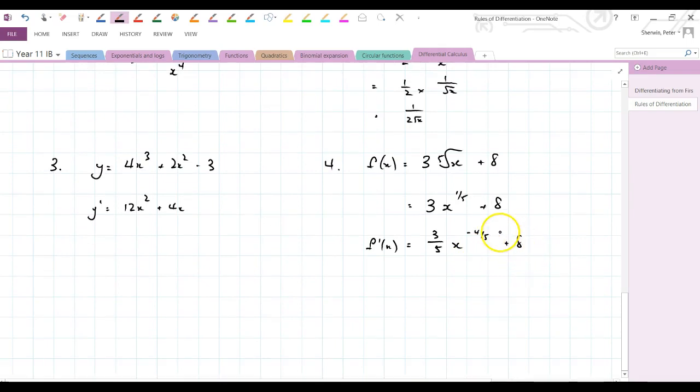Why did I write that plus 8 there? That's an error, isn't it? Hopefully you're shouting at the screen saying, what are you doing, Sherwin? Because that's incorrect. Once that 8 derives to 0, I'm just left with this as my derivative function.